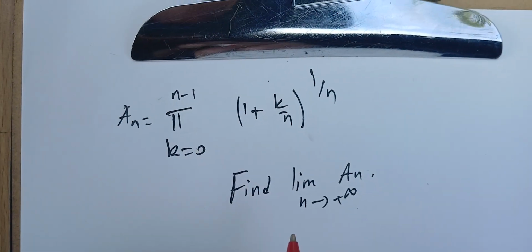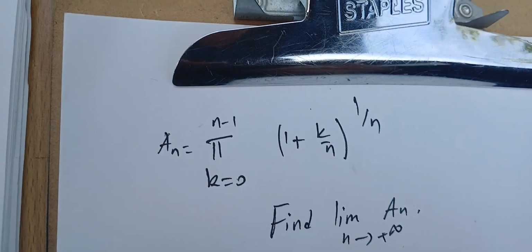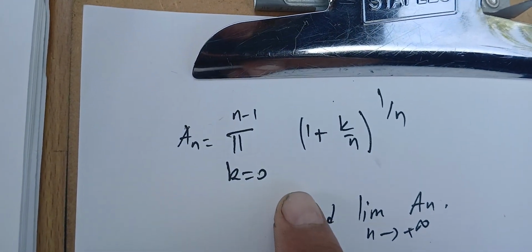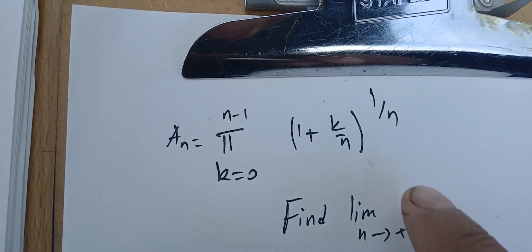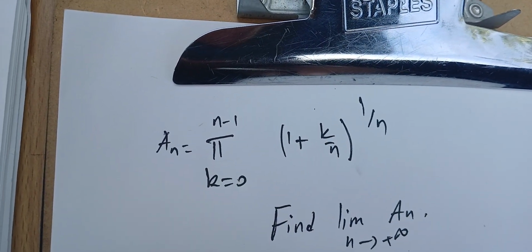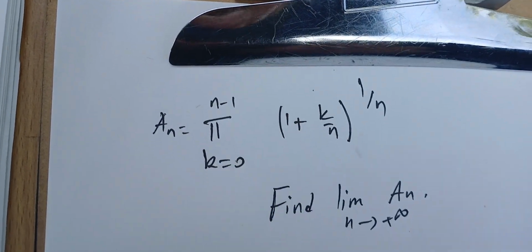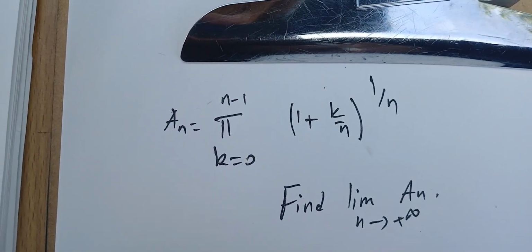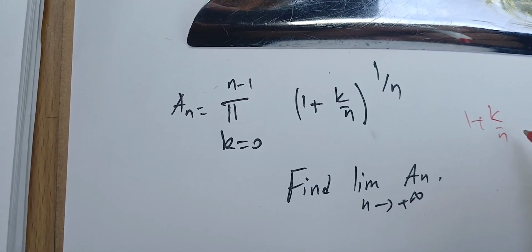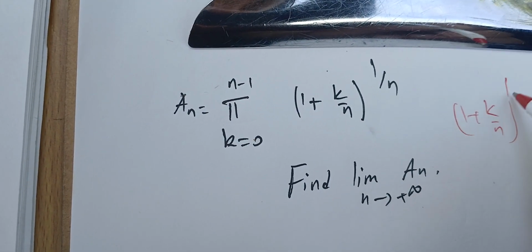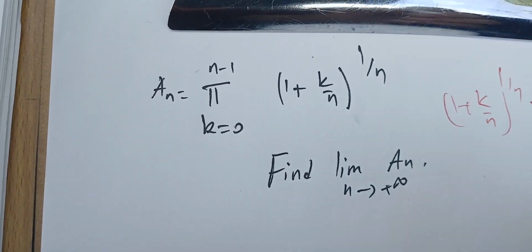In this video, we're going to try to compute the following limit of a_n, given that a_n is the product of (1 + k/n), everything to the power 1/n. This product is going from k = 0 to n - 1. The first thing we need to notice is that 1 + k/n is positive, and therefore when we raise it to the power 1/n, it's going to be positive.